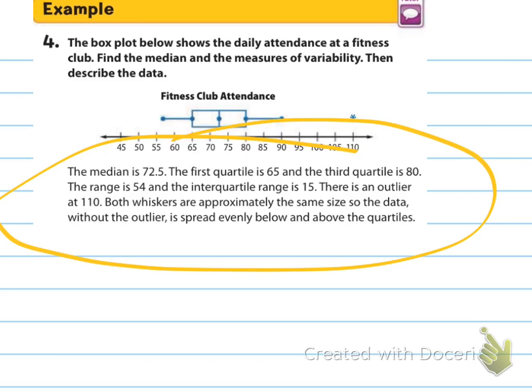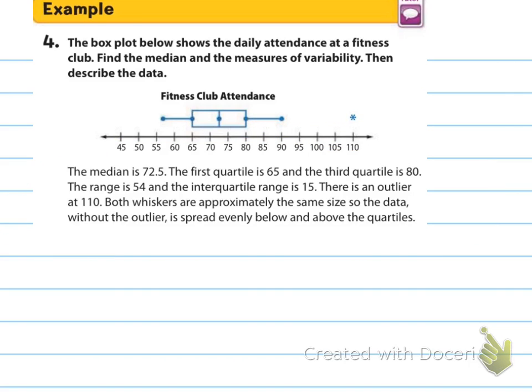So it does say that both whiskers are approximately the same size for the data without the outlier. The spread is evenly below and above the quartiles. So this is pretty even. Now, if I had a whisker that was going all the way out to my outlier, then of course that would obviously be a big spread of information right there. But because they've identified that this 110 is an outlier, because it's so spread out from the other numbers, we're not going to include that as part of the whisker, but we do need to identify it.